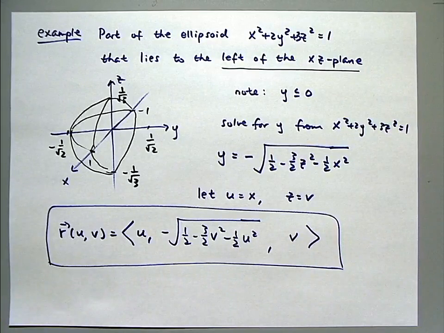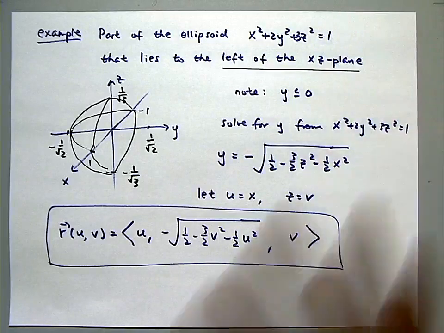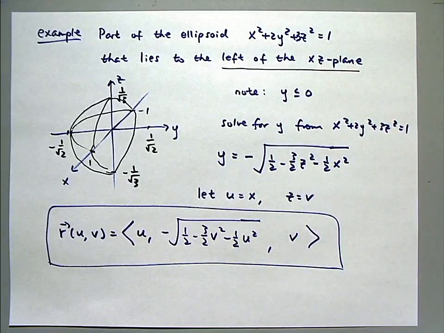And that's, of course, not the only way to parameterize that. You can change this to another coordinate system if you want. You could have solved for z instead of y. There are tons of different ways to do it. And that's the flexible nature of the parameterization.